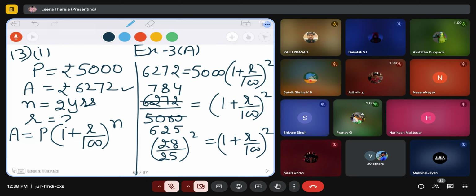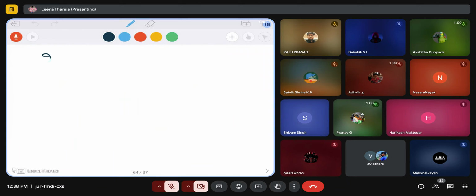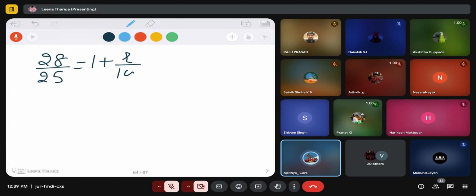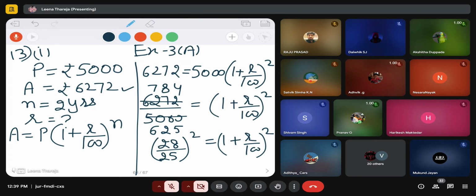Now both sides have the same power, so their bases will be equal, and we calculate the value of R. If you take the base on the right-hand side, 28 by 25. Ma'am, could you please go back to the previous page for 1 second? Ma'am, is it 12% per annum? 12%, correct. 12% per annum.